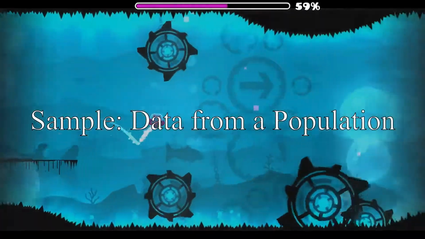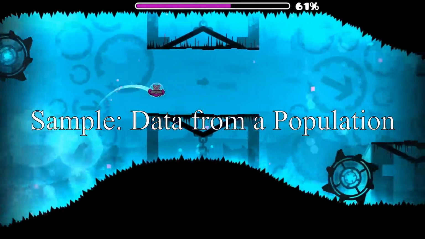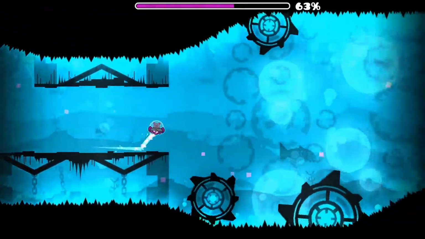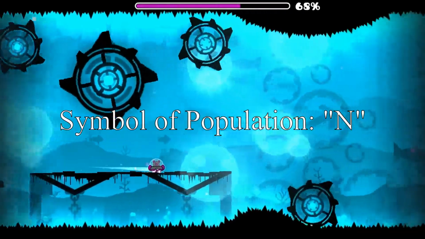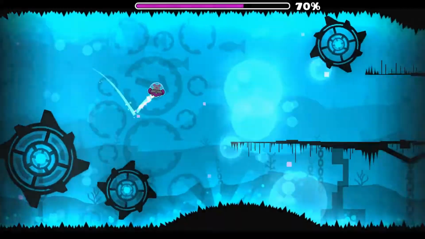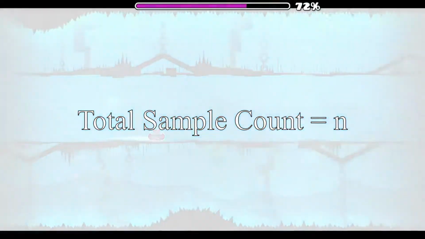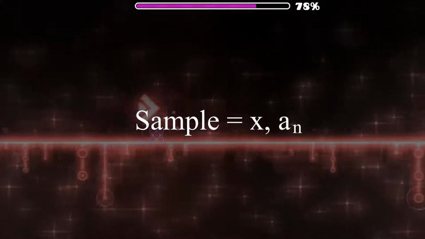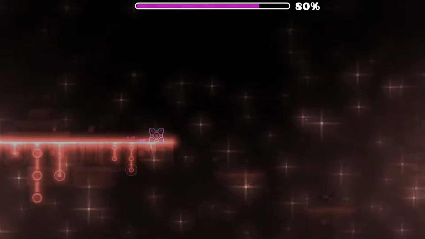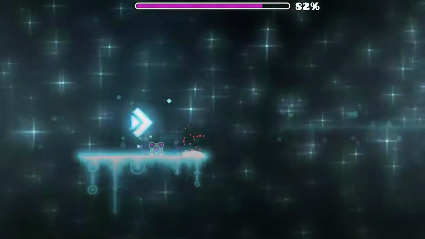A sample is basically data from a portion of a population. We don't really need to talk about population, but just think of it as the total set of all data, which is represented as capital N. The total amount of samples is represented with the letter n. A sample is represented with either x or a sub n, where n is the nth sample in a dataset.